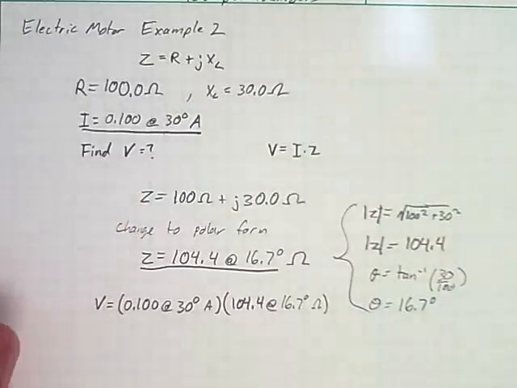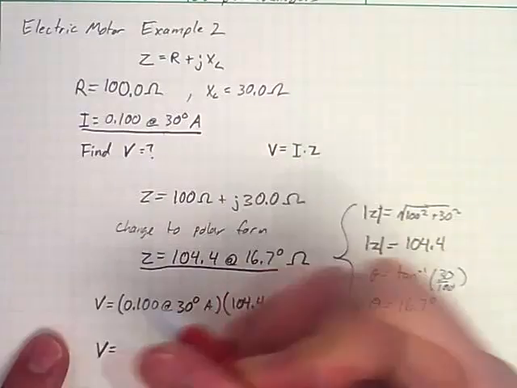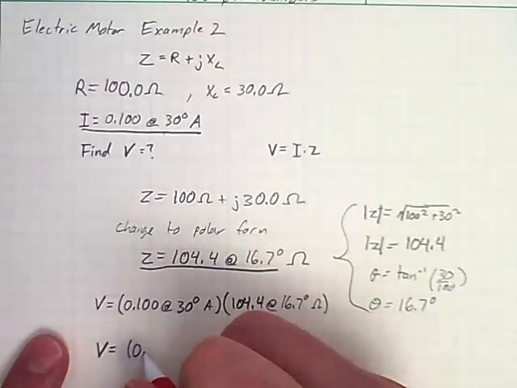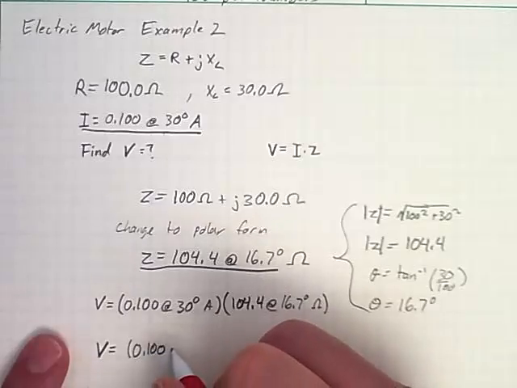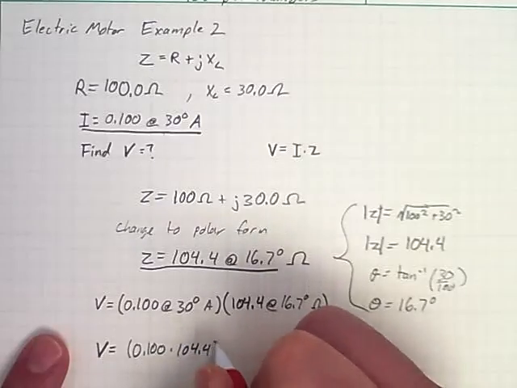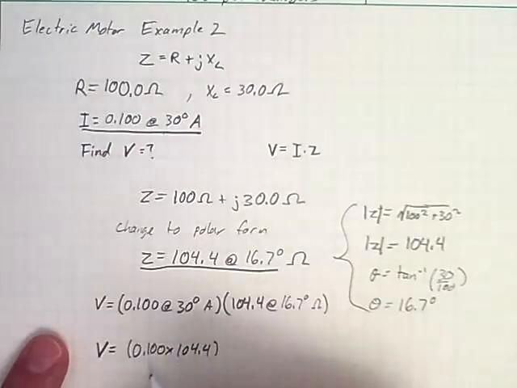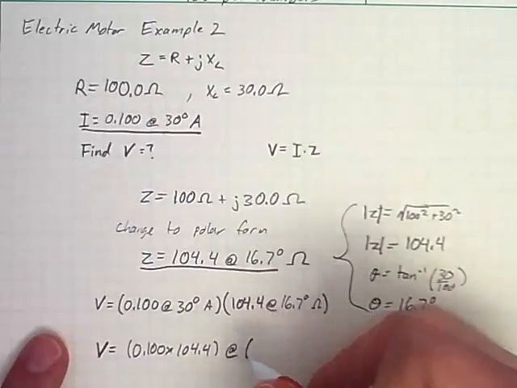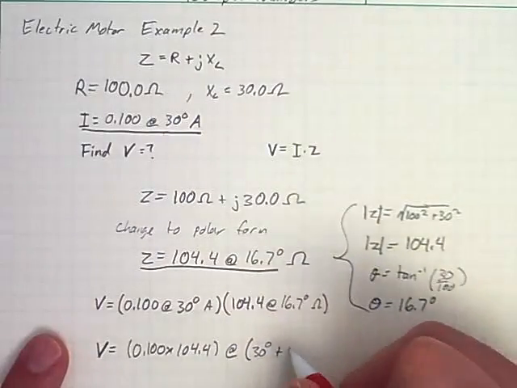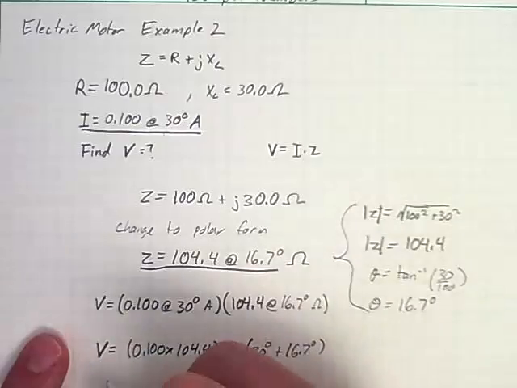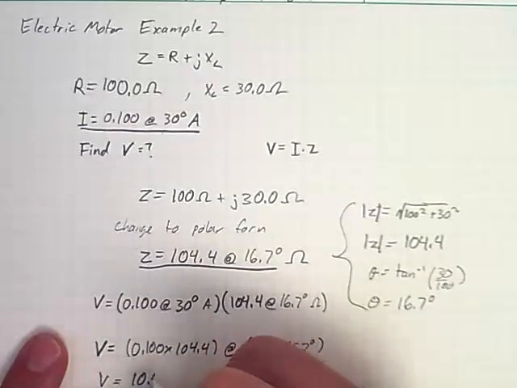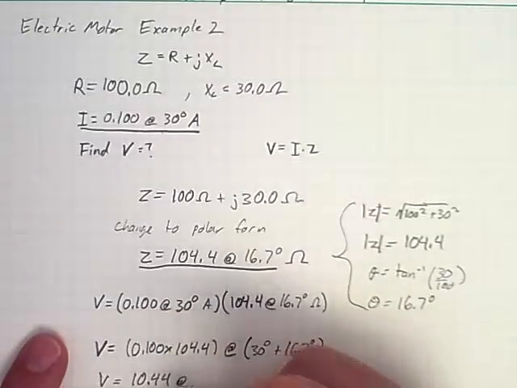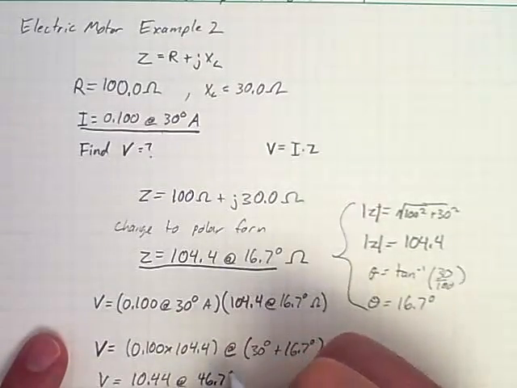And the way we multiply quantities that are in polar form is we multiply the front coefficients, so it's 0.100 times 104.4 at, and then we add the angle measures. So V is 10.44 at 46.7 degrees, and the units on that, it's V, so it's in volts.